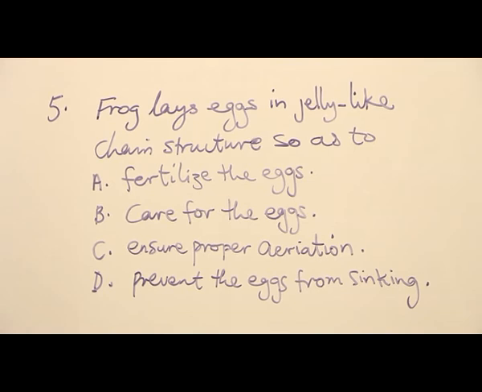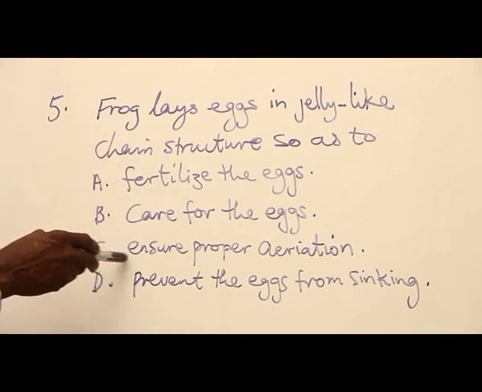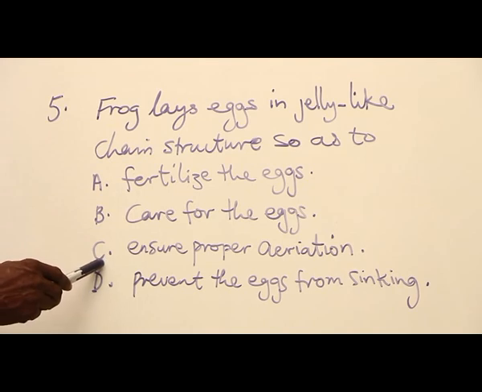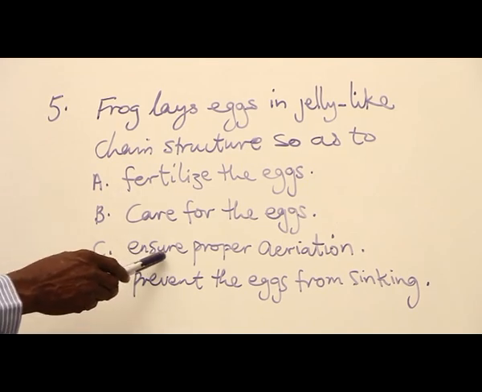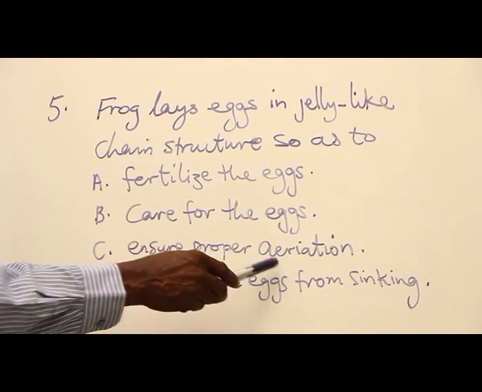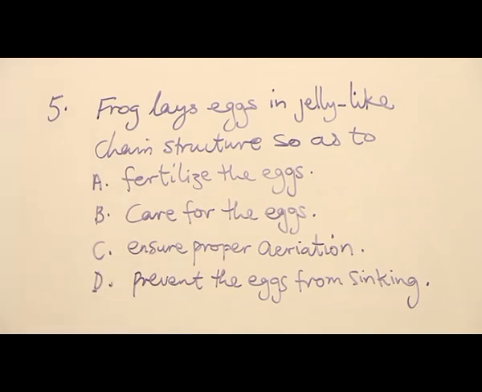So in this case, you look for the plausible reason for jelly-like structures. We consider A and C, but looking at the function of the jelly-like structure, C supplies the answer to the question. So the answer to question 5 is option C, which is that the jelly-like structure ensures proper aeration of the eggs. So C is our answer.